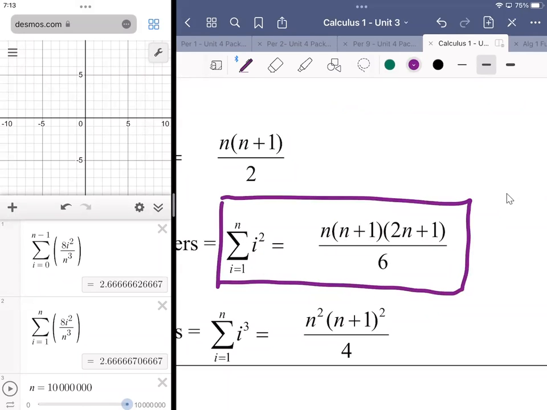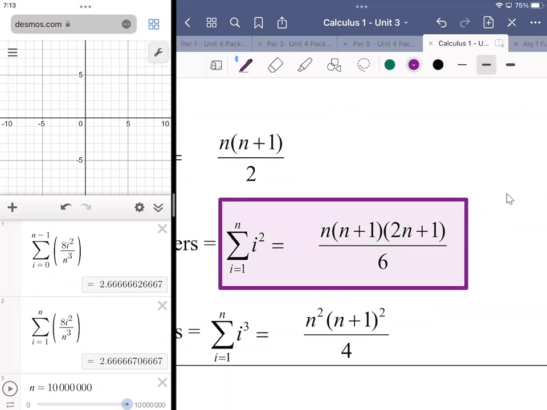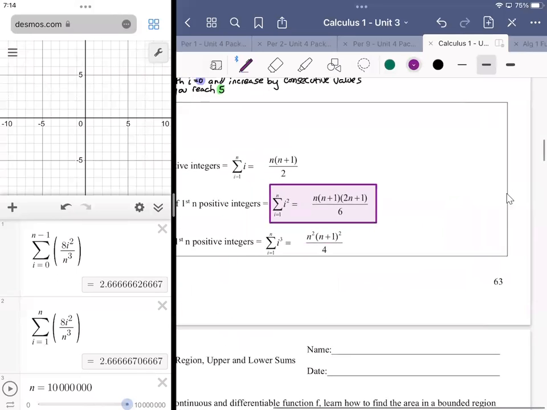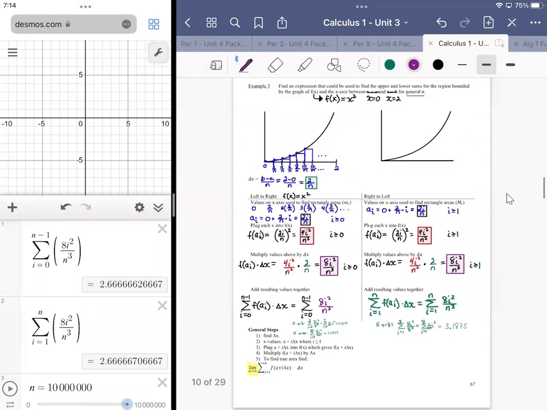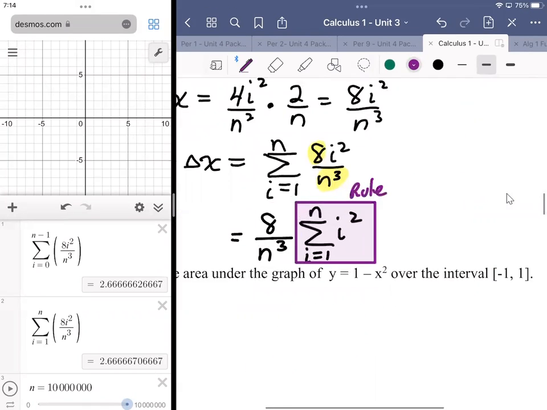The sum from i equals 1 to n of i squared is n times n plus 1 times 2n plus 1 over 6. All right. It's a nice rule. I mean, it's a little messy, but it's going to allow us to get out of the summation and go with something that's ordinarily algebraic. So this rule, again, page 63, is going to come into play now.